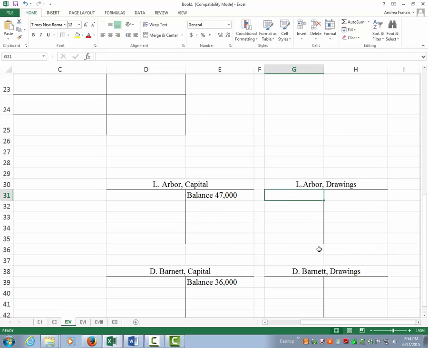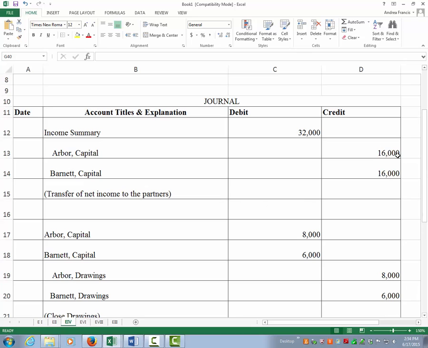And then in order for us to actually have drawings amounts of 8 and 6,000, it must mean that there were balances in the drawings accounts. So we can include the balance for drawings for Arbor and include the balance for drawings for Barnett, so we know where we started. Now we go back up and we see how to post.